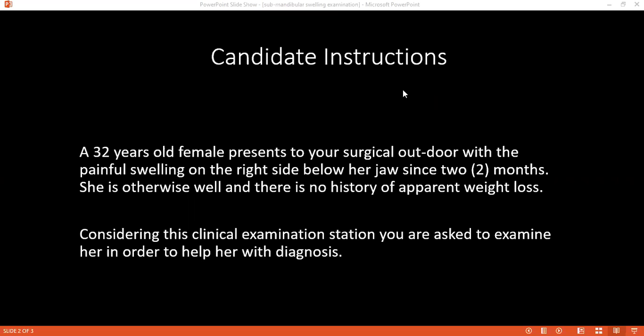It is about 4 by 3 centimeters, oval in shape. And the overlying skin is normal. There are no surgical scars, no dilated veins. And the other side looks normal. There is no swelling, no surgical scars, and no dilated veins as well.